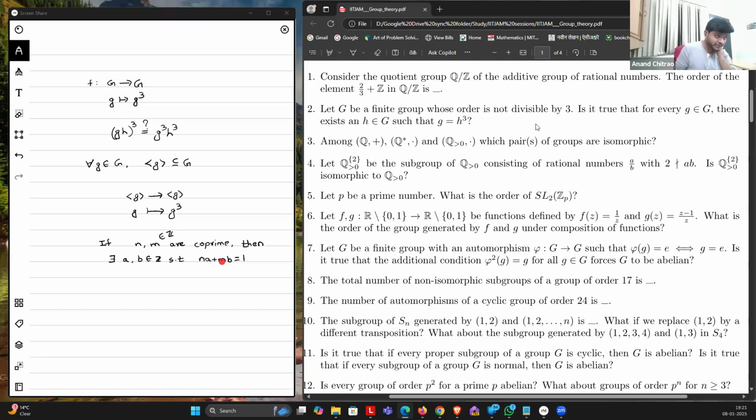Now take m to be 3. So if n is the cardinality of G, which is co-prime to 3, then there exist a, b in Z such that na plus 3b equals 1. Now raise this to the power G. Therefore, G to the power na plus 3b equals G. Now try to finish the proof.